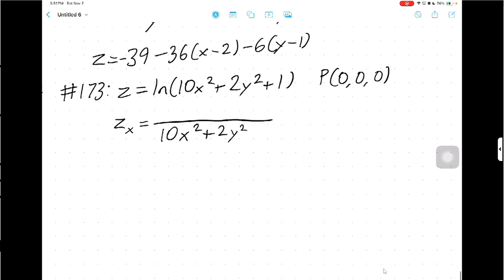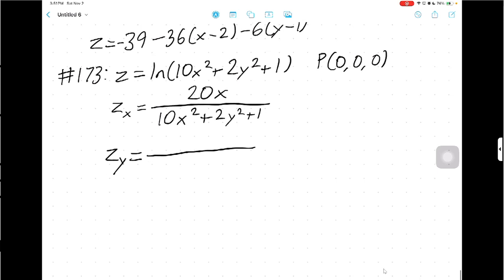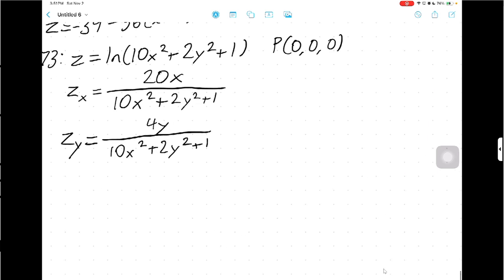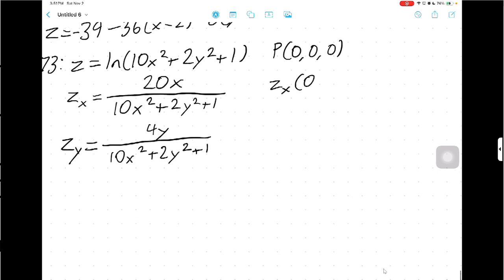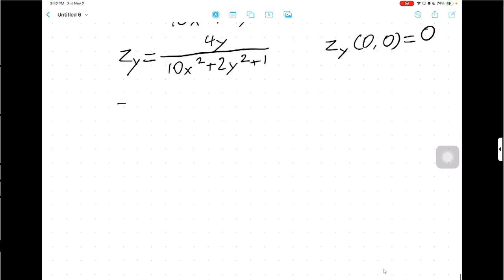x squared plus 2y squared plus 1. And then 20x. Partial of y is the same story. 4y. Now you happen to just get 0 because the numerator just evaluates to 0 on both of them. So your tangent plane is just z equals 0.